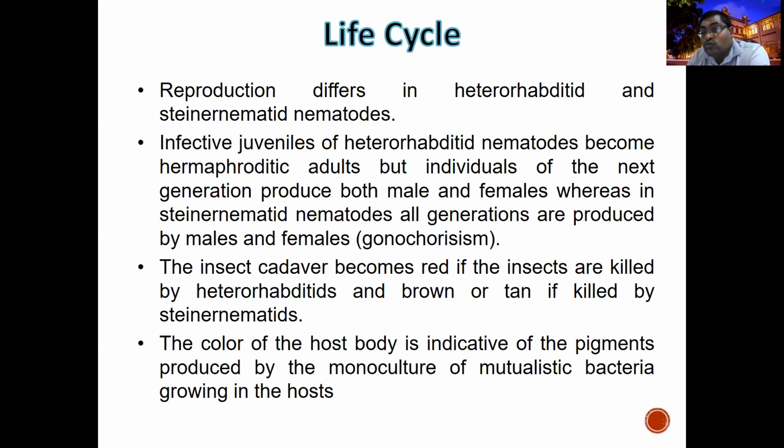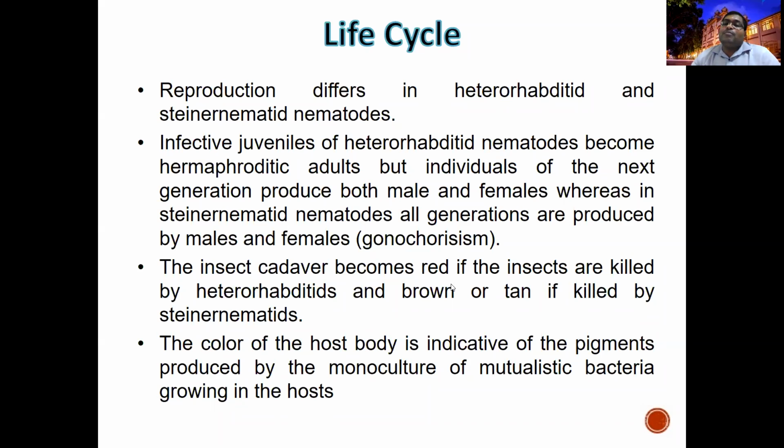Heterorhabditis always reproduce by hermaphroditic adults in the first generation. Individuals of the next generation produce both males and females, whereas in steinernematid nematodes, whole generations are produced by males and females, called gonochorism.